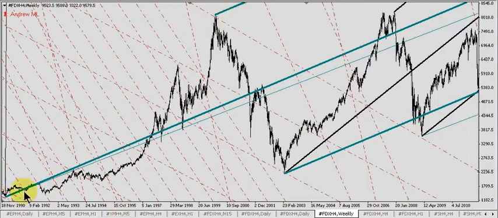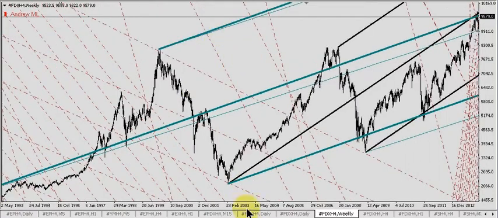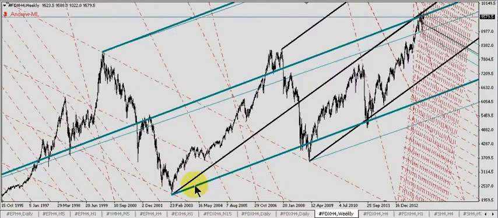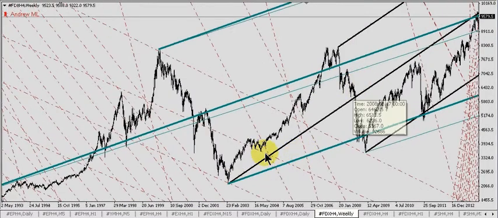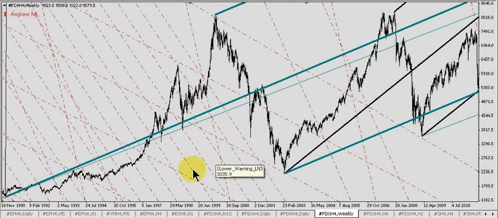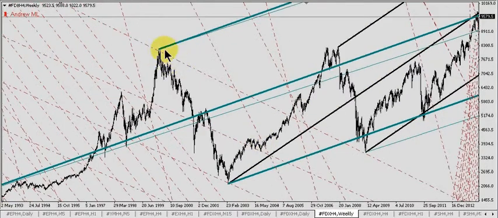And then we're using two standard Andrews pitchforks. This one here, drawn off that all-time low, the all-time high prior to obviously our recent move, and this low here. Then we've also drawn this very sharp fork here in black, and that's also a standard Andrews fork.